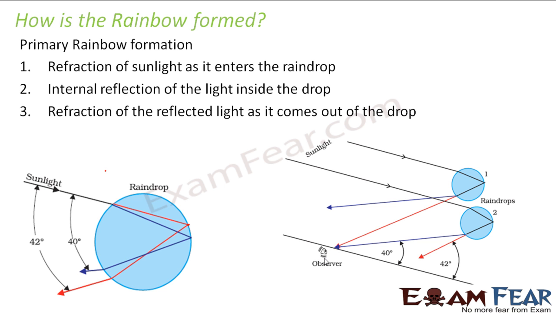Let us suppose you are the observer. Let us suppose you are standing somewhere here. So what do you see? You see the light rays which are coming out of the raindrop, right? For example, when I was talking about refraction through a glass slab, I told you that the observer always sees the emergent ray. That is, the observer always sees the ray which is coming out of the medium. So what is the emergent ray in these cases? These rays which are coming out of the medium are the ones which we see.